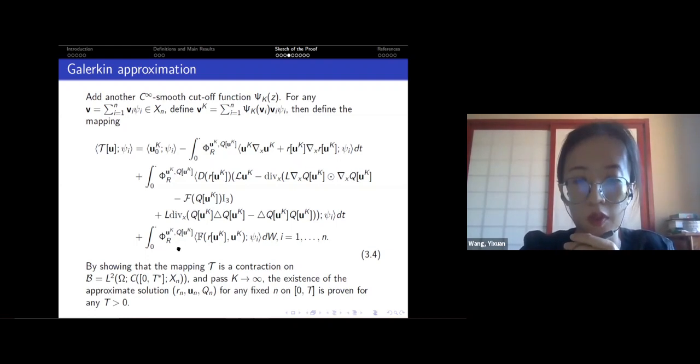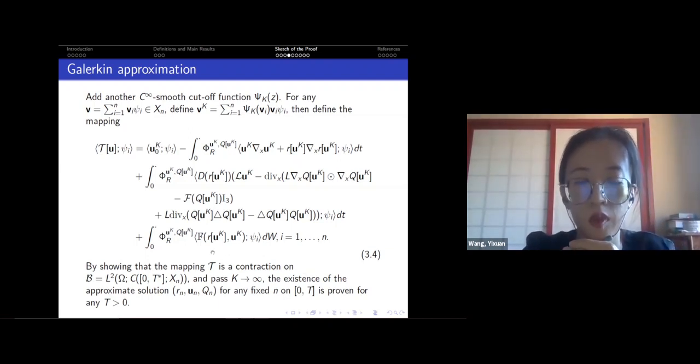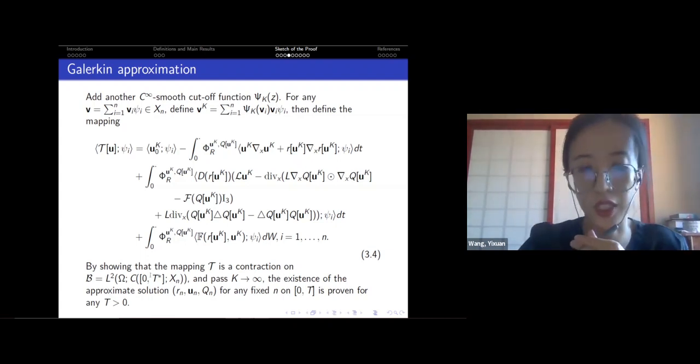After proving that this mapping is a contraction, and that the contraction does not depend on capital K, by passing K to infinity we can see that there exists an approximate solution R_n, U_n, Q_n for any fixed n, and for any time interval 0 to T, for any capital T bigger than 0.